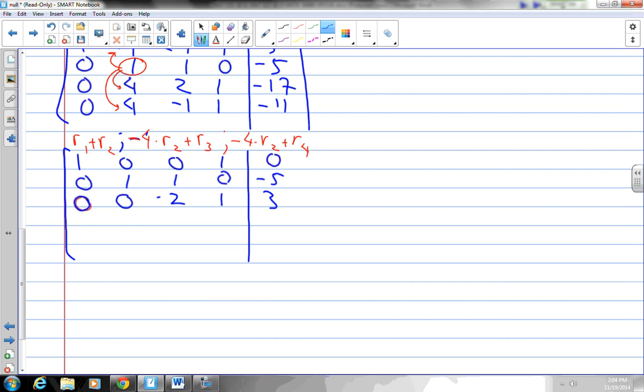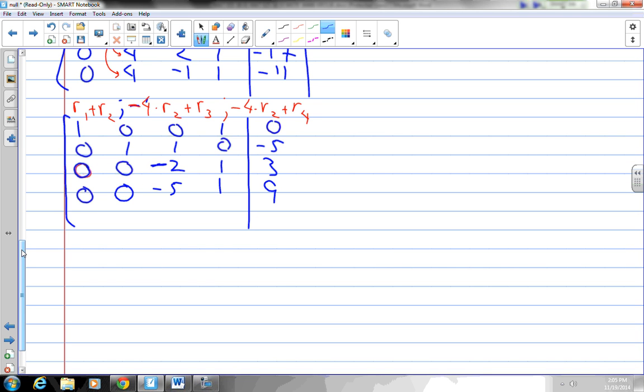And row 4, same way, we're going to get 0, 0. And then it's 1 times negative 4 is negative 4, plus negative 1 is negative 5. 0 gives me 1. And then that's 20, minus 11, so that's a 9. Negative 2. All we're doing is just multiplying and adding, multiplying and adding. We're not doing anything fancy.